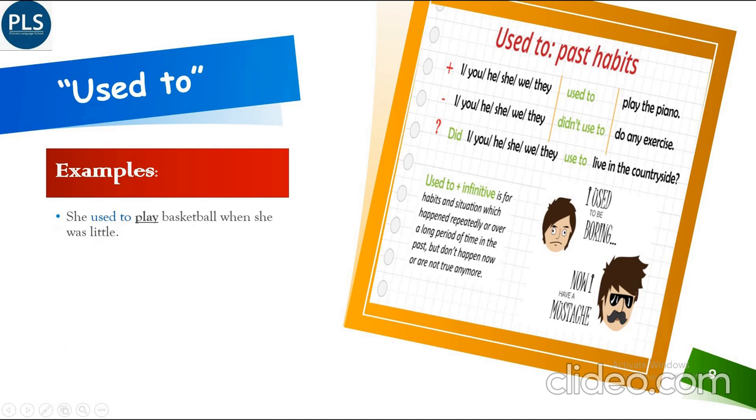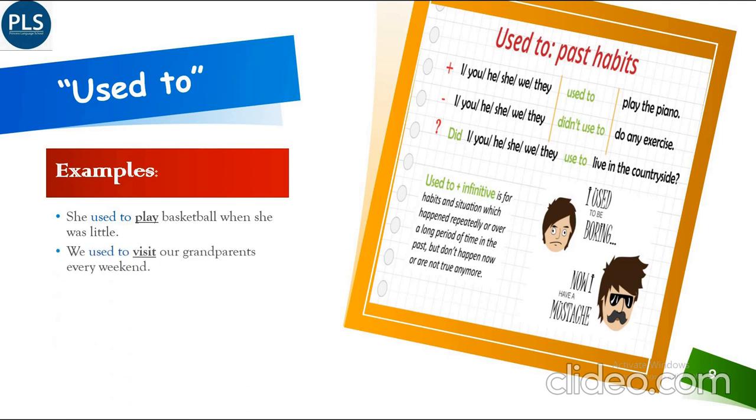And here in the first example we have, she used to play basketball when she was little. That means when she was little, when she was a baby or a child or a kid, she used to play basketball, but now she doesn't. So it was a habit for her in the past and now it's not. Here let's look at the sentence. We have the subject, she, then used to, then the verb in its infinitive form. We do not add anything to the verb.